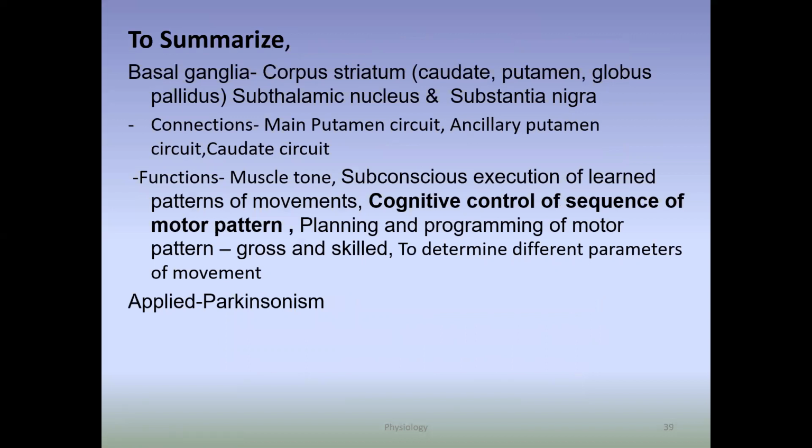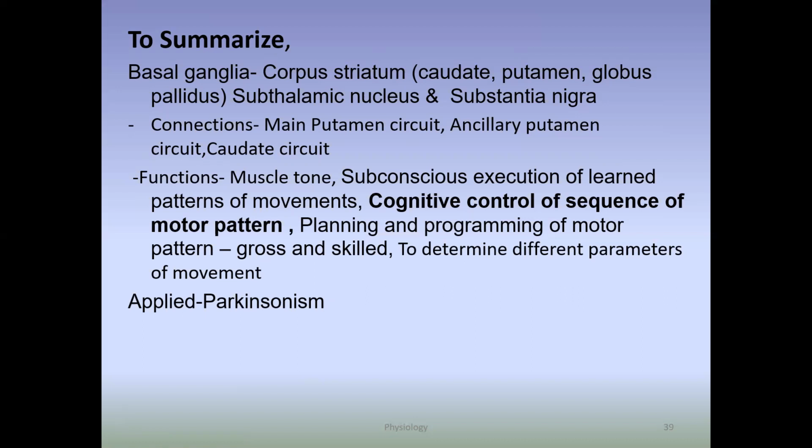So just to summarize, the basal ganglia consist of 5 groups of nuclei: caudate, putamen, globus pallidus, subthalamic nucleus, and substantia nigra. About the connections, in the main putamen circuit, the ancillary putamen circuit and also the caudate circuit, the main input is toward the neostriatum, that is nothing but the caudate nucleus and putamen, while the most important output is via the globus pallidus internal segment toward the thalamus, and from the thalamus toward the cortex.